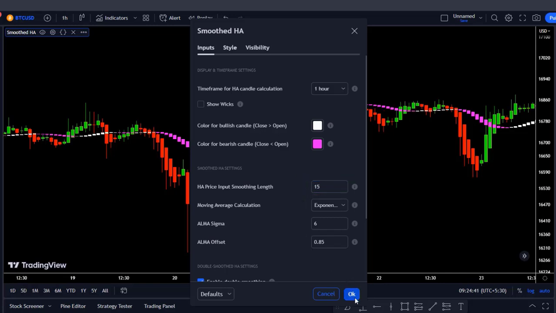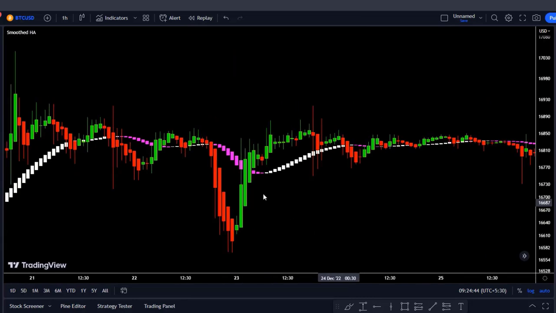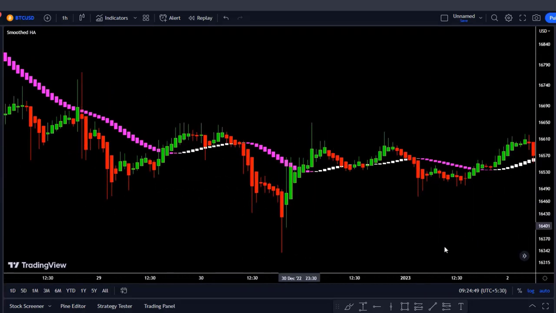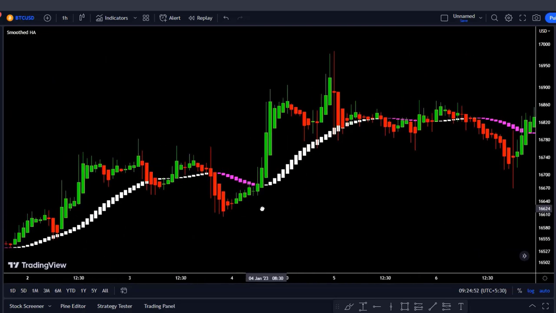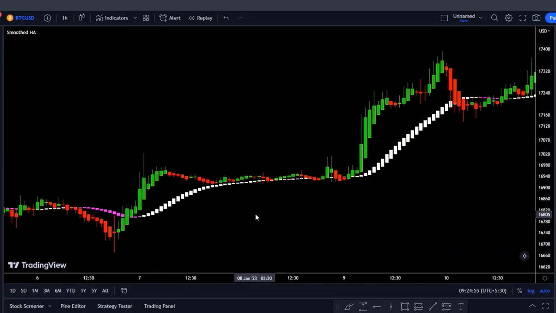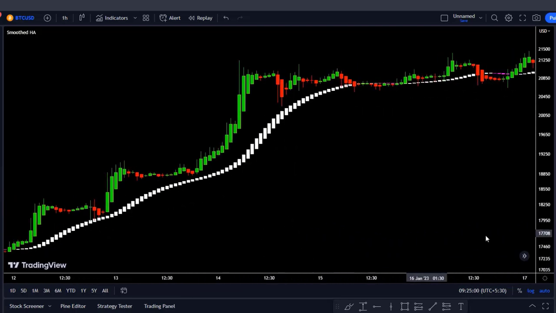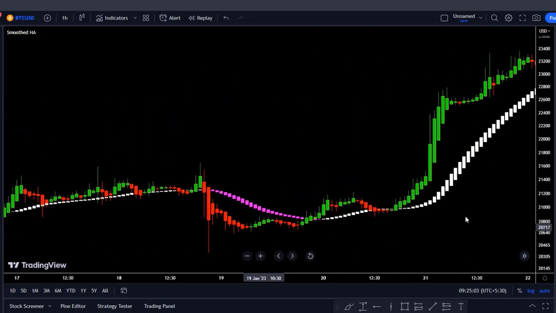The smooth Heiken Ashi indicator works a bit differently than the regular Heiken Ashi candlesticks. The main difference is that the smooth Heiken Ashi indicator plots the Heiken Ashi candlesticks as a moving average. Now let's see how we can read the indicator. There are a few ways to analyze the indicator.